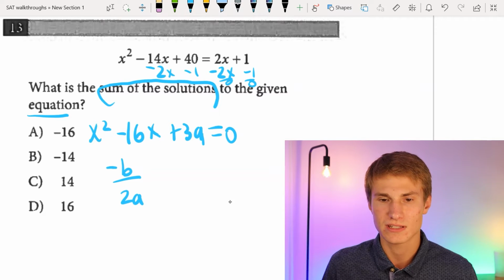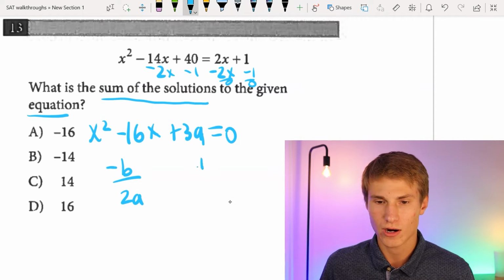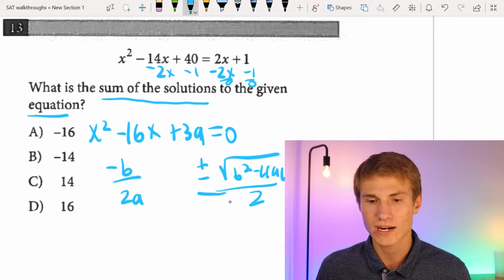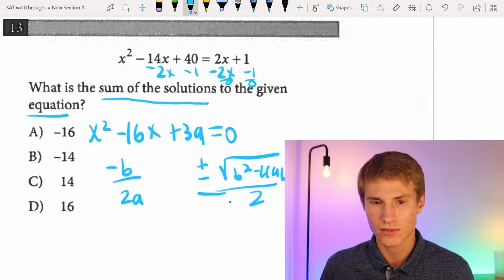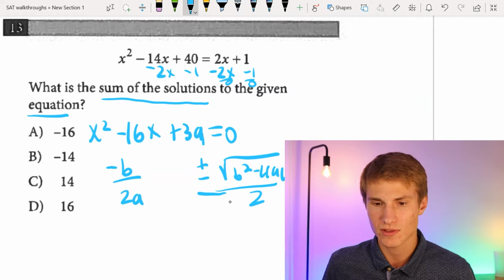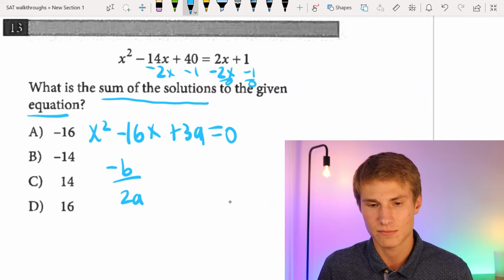Okay, so keep in mind with the sum of the solutions, we don't have to worry about our plus or minus the root of b squared minus 4ac all over 2a, because we're going to add it to one solution, but we're going to subtract it from the other. And since we need the sum, they're just going to cancel. So keep in mind, if you're ever dealing with the sum of the solutions and you're using the quadratic formula, all that you need to worry about is the negative b over 2a.